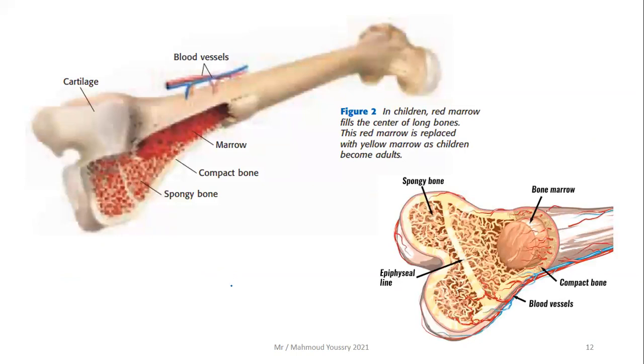This is a cross section of a bone to show us the cartilage, the upper part. Then we have the marrow, the compact bone, and the spongy bone, and the blood vessels that deliver food and oxygen for the bones. In children, red marrow fills the center of long bones. Then this red marrow is replaced with yellow marrow as children become adults.